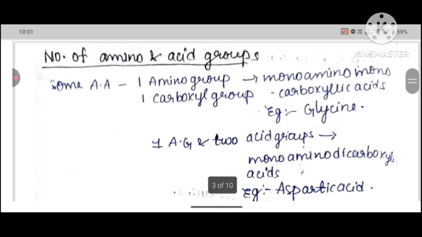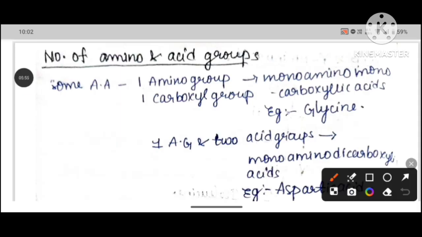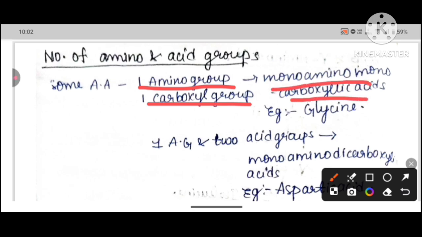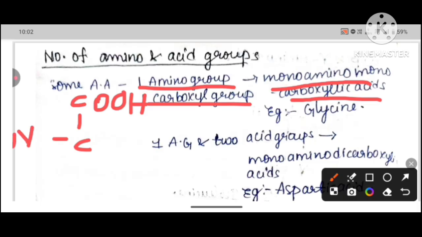There is also a classification based upon the number of amino and acid groups. In the structure of an amino acid, we can observe an acid group and an amino group. If the amino acid consists of one amino group and one carboxyl group, then the amino acids are known as monoamino monocarboxylic acids. The example is glycine. If you observe the structure of glycine, it consists of an amino group and a carboxylic group.